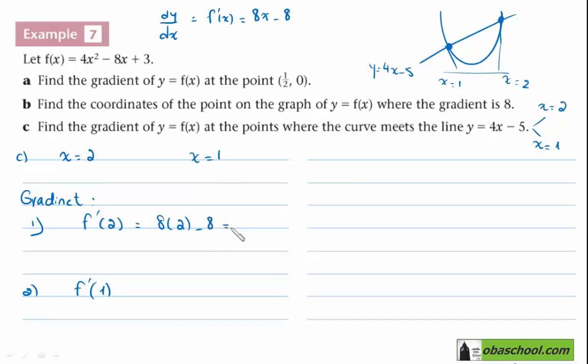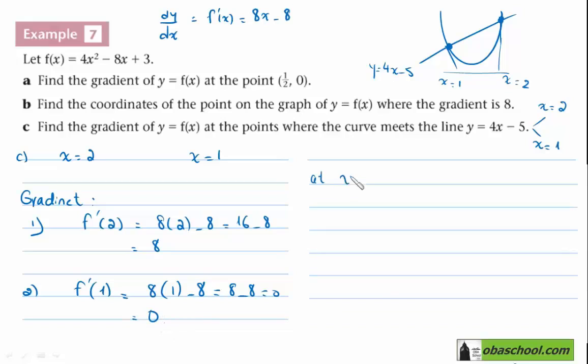For f prime of 2, we have 8 multiplied by 2 minus 8, which is equal to 16 minus 8 equal to 8. And f prime of 1 equal 8 multiplied by 1 minus 8, then it's equal to 8 minus 8 equal to 0. Then for x equal 1, f prime of 1 equal to 0. Therefore, we say at x equal 2, the gradient of f of x equal to 8. And at x equal 1, the gradient of f of x equal to 0.